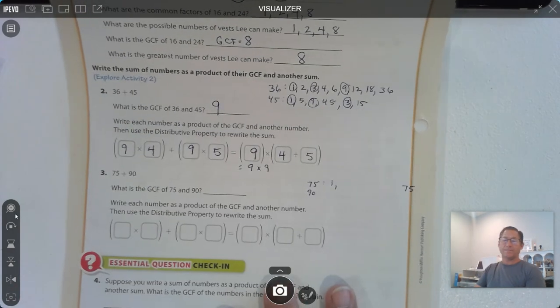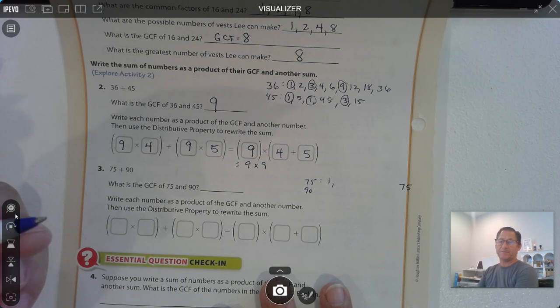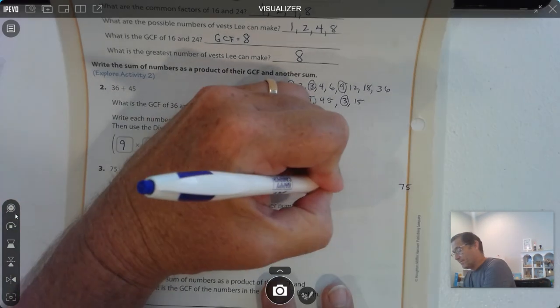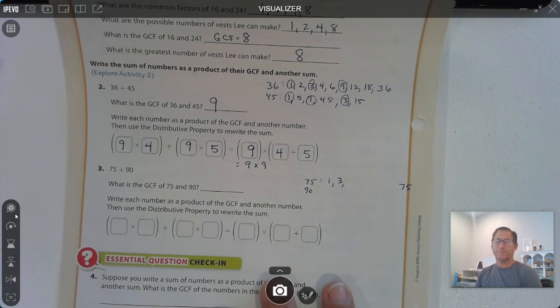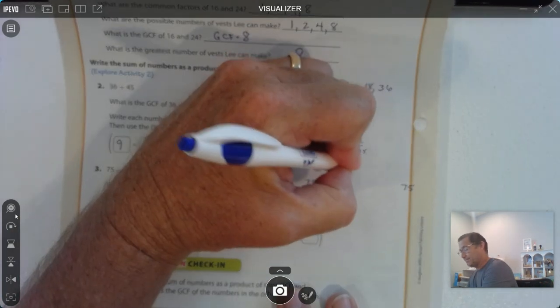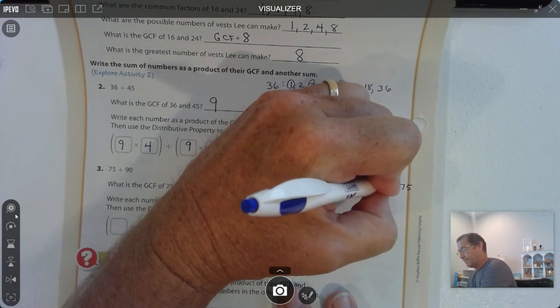Well, we know 1 times 75. 2 is not a factor of 75. 3 is a factor of 75 because 7 plus 5 is 12, and since 12 is divisible by 3, 75 is divisible by 3. So 75 divided by 3 would be 25.